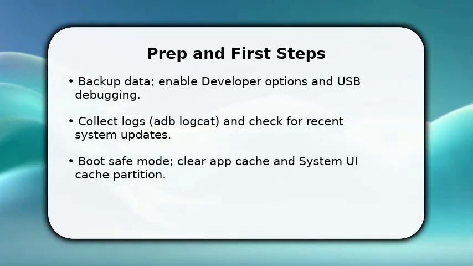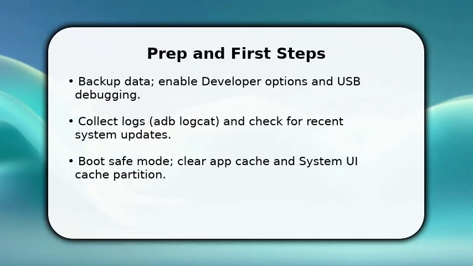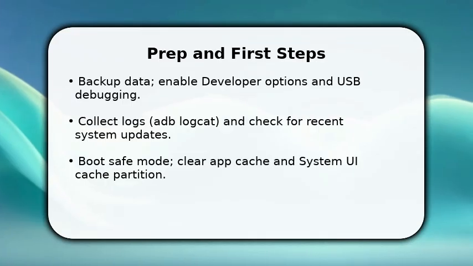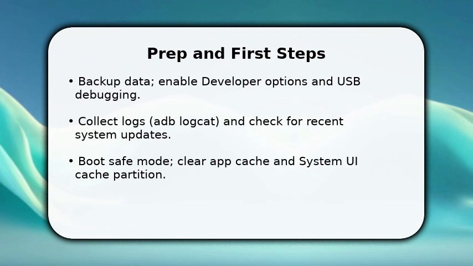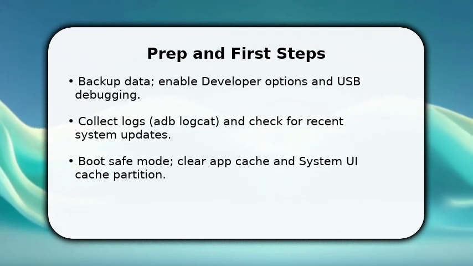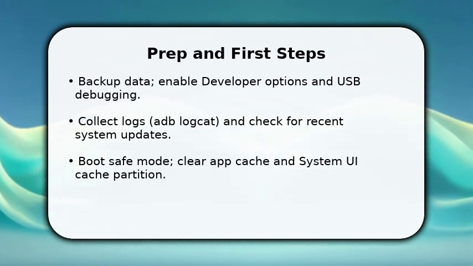This isolates third-party launchers. Then clear the system UI app cache or wipe the cache partition to remove corrupt temporary files. These actions narrow causes and prepare the device for targeted repairs without needless repetition. You now perform the core repair.